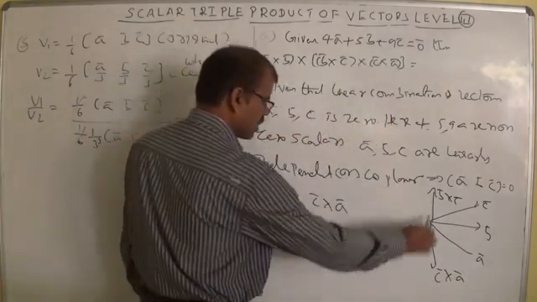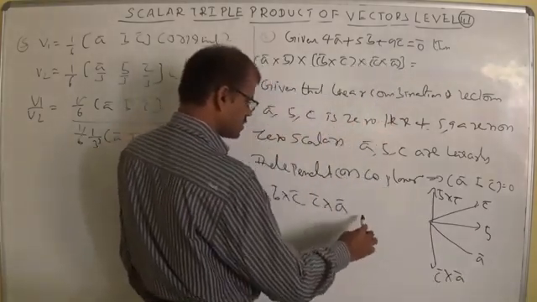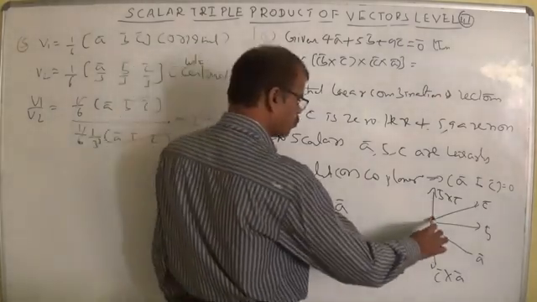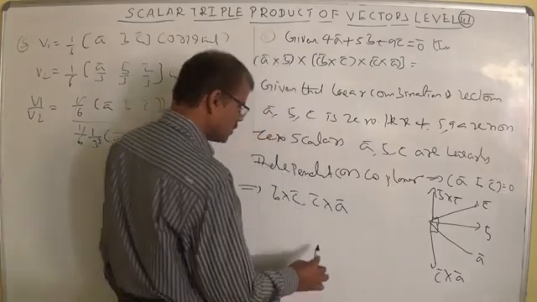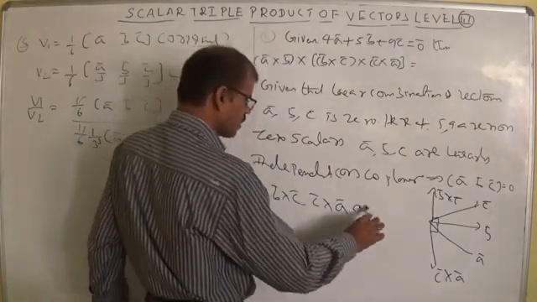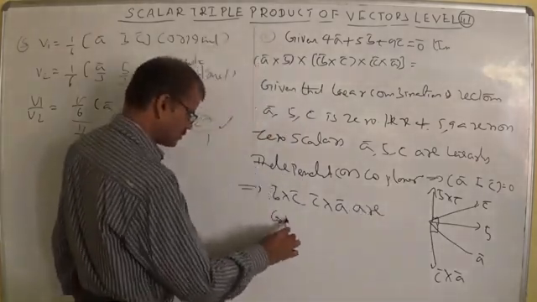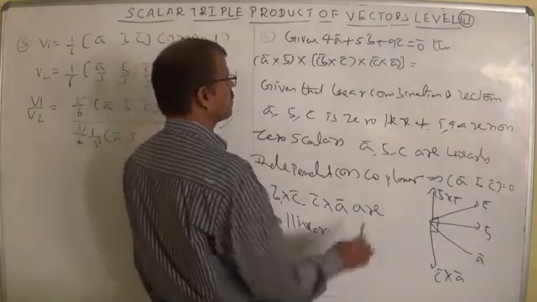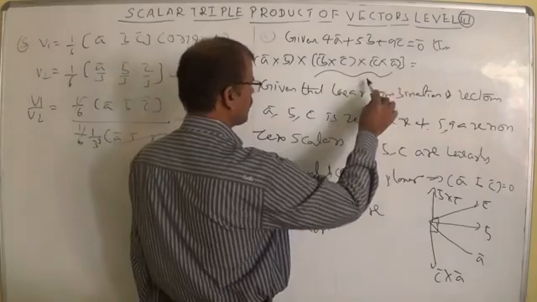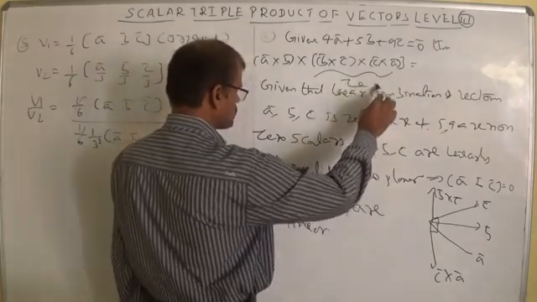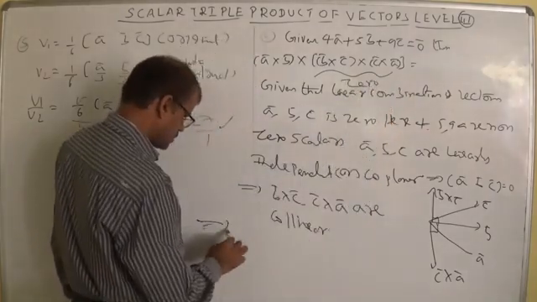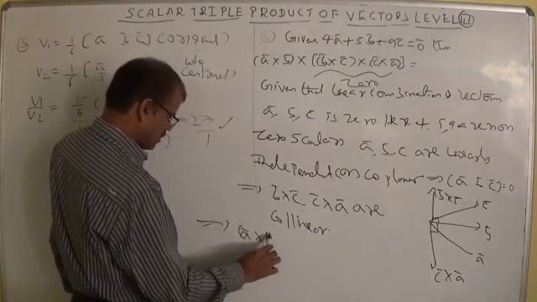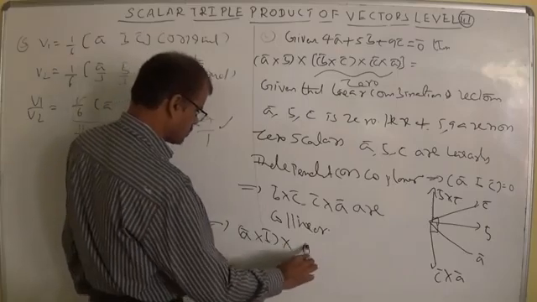B cross C and C cross A are collinear. B cross C and C cross A depend upon C. A is another vector. C cross A is perpendicular to both. Here this is both and this is both. B cross C and C cross A are collinear or parallel, no problem. Whenever two vectors are collinear or parallel, the cross product is 0. That implies you can say that A bar cross B bar is simply 0 bar.